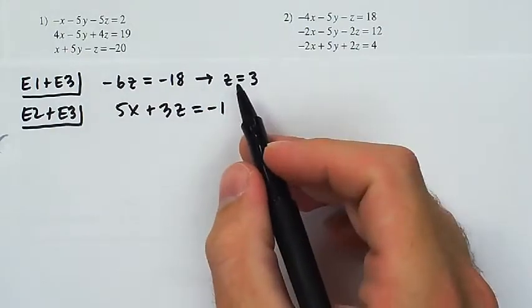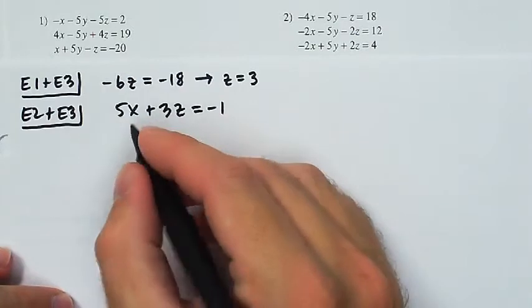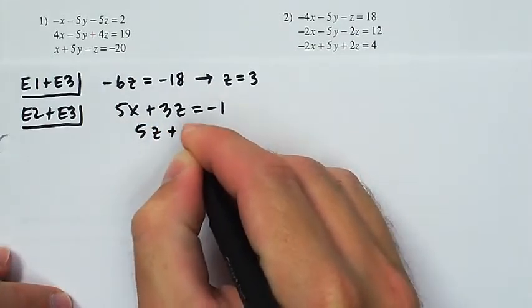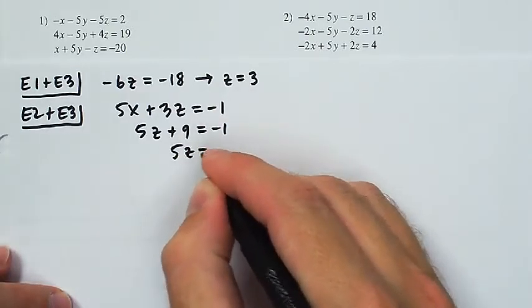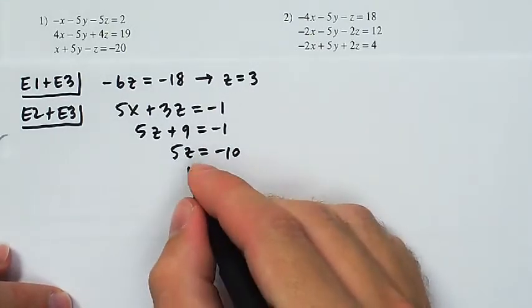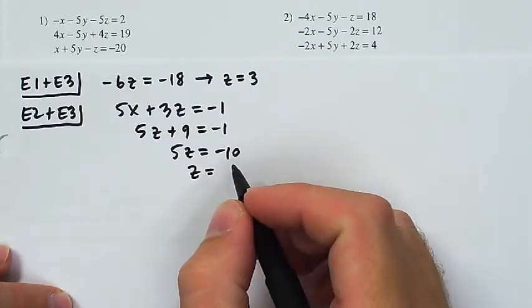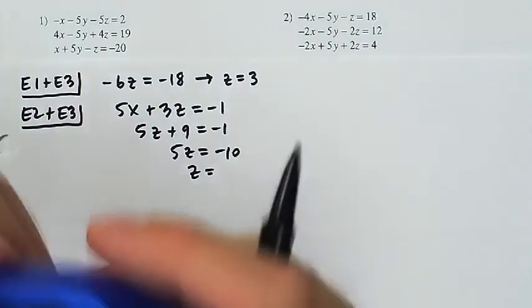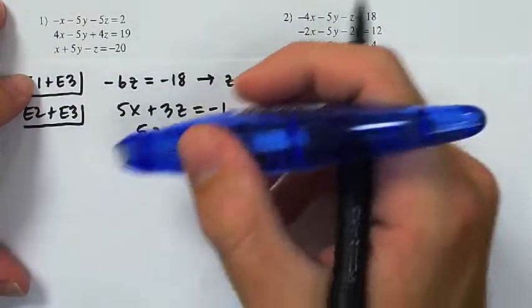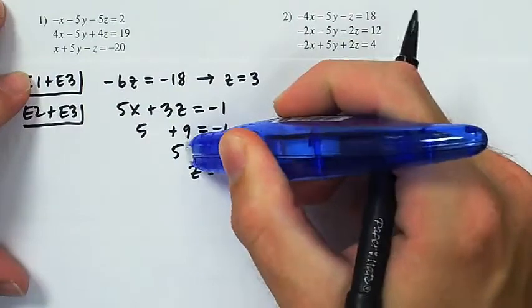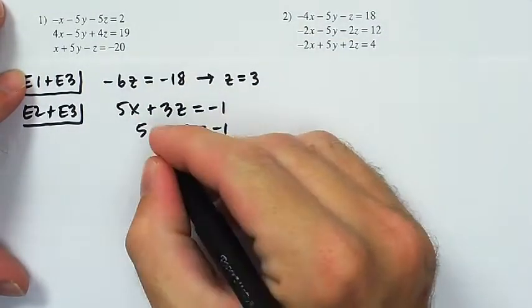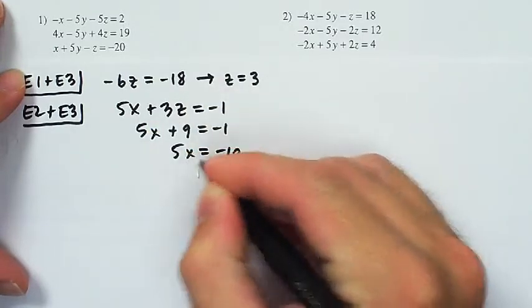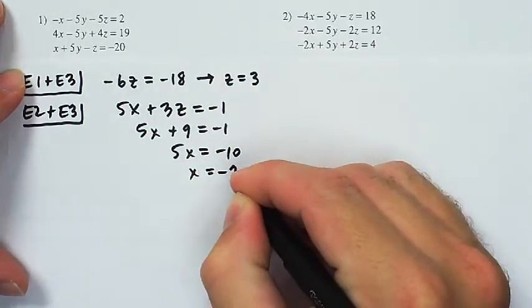But I just found out that z is 3, so I can go over here and say 5z plus 9 equals negative 1. I'm going to subtract 9, divide by 5, and get, wait, hold on, what have I done? Oh, I copied wrong. Okay, it's 5x plus 9. Okay, there we go. 5x, and then x is going to equal negative 2.